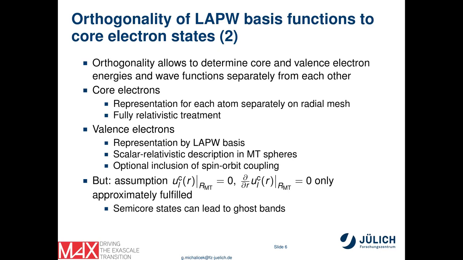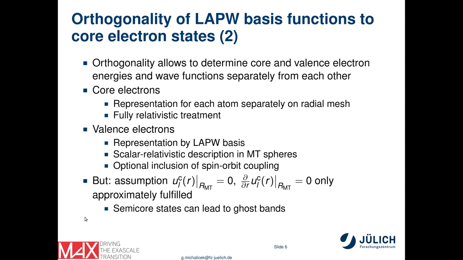What we do is we treat the core electrons for each atom separately on some radial mesh, and we do this in a fully relativistic treatment. The valence electrons we describe by the LAPW basis. There we have a scalar relativistic description of the Muffin-Tin spheres. This is something that differs from what I showed you before. Before we saw the radial Schrödinger equation, but in reality this is a scalar relativistic description. And optionally we can also include spin-orbit coupling.